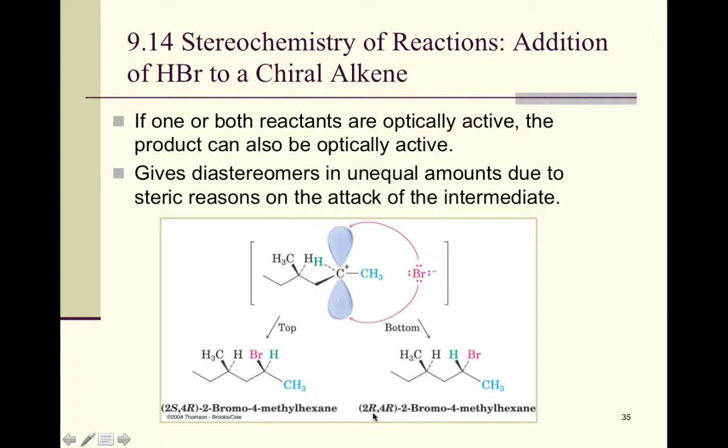Notice the 4R is the same in this case versus the 4R in this case. But what's different is we have a 2S and this is a 2R. Now this says we get diastereomers in unequal amounts due to steric reasons. This has to do with, can this bromide do the top side or bottom side attack? If there's stuff in the way, that means it's sterically in the way, so that would be the steric reason. So if they indicate there's steric reasons, physically something is in the way.